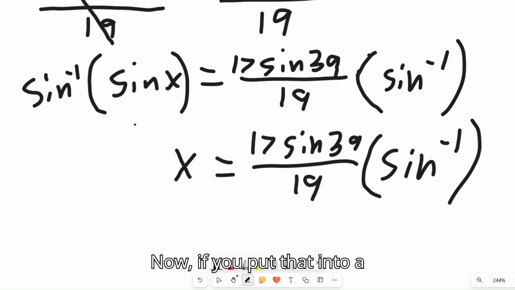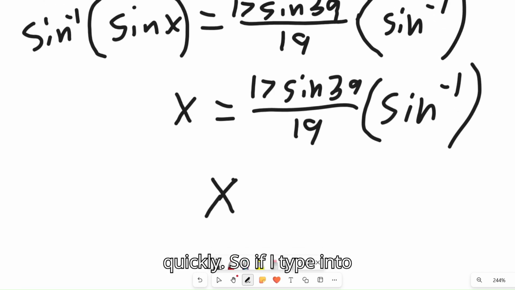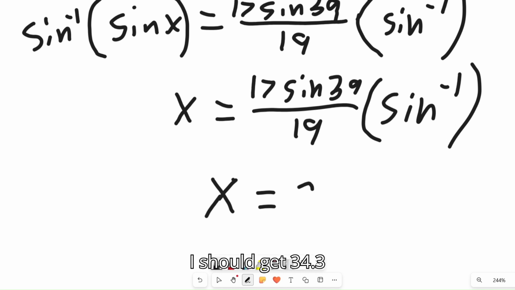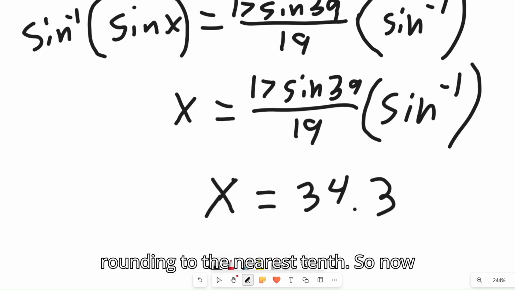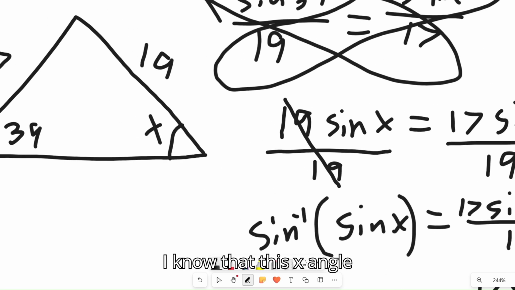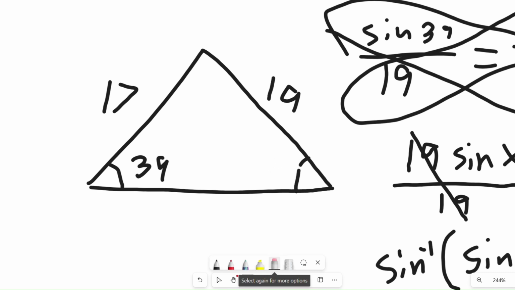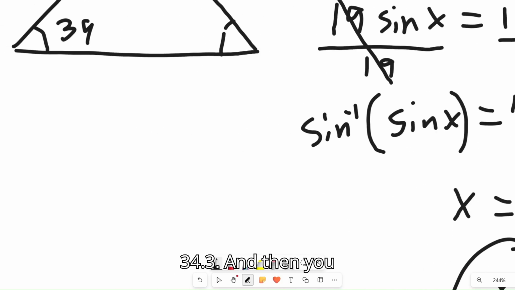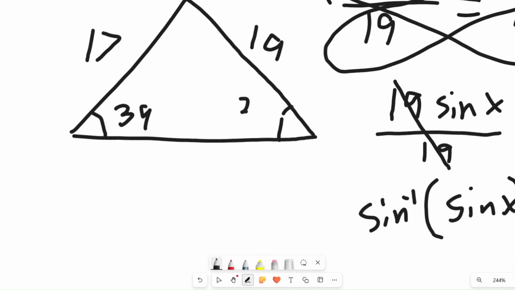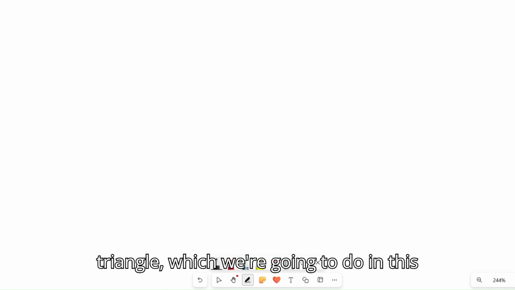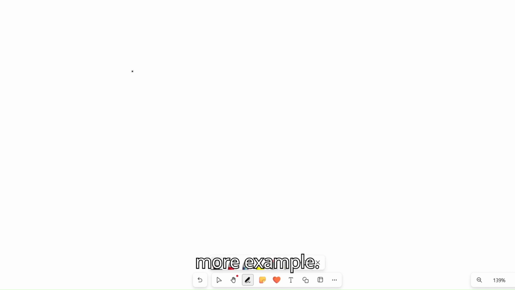Now, if you put that into a calculator, let me do that really quickly. If I type into my calculator the arc sine of 17 times the sine of 39 over 19, I should get 34.3, rounding to the nearest tenth. So now I know that this angle x is 34.3. And then you can go on to solve the rest of the triangle, which we're going to do in the next example. We're going to take one more example.